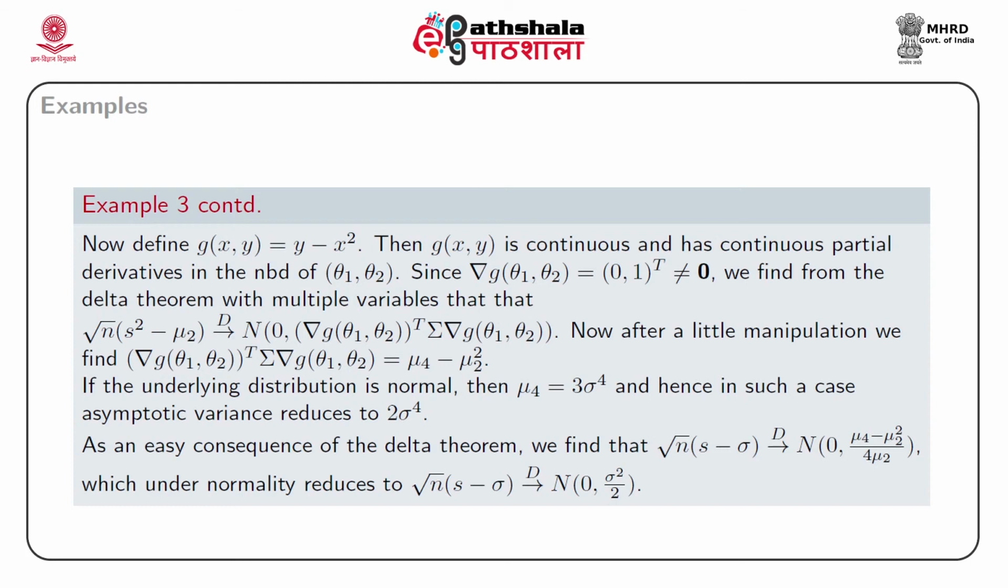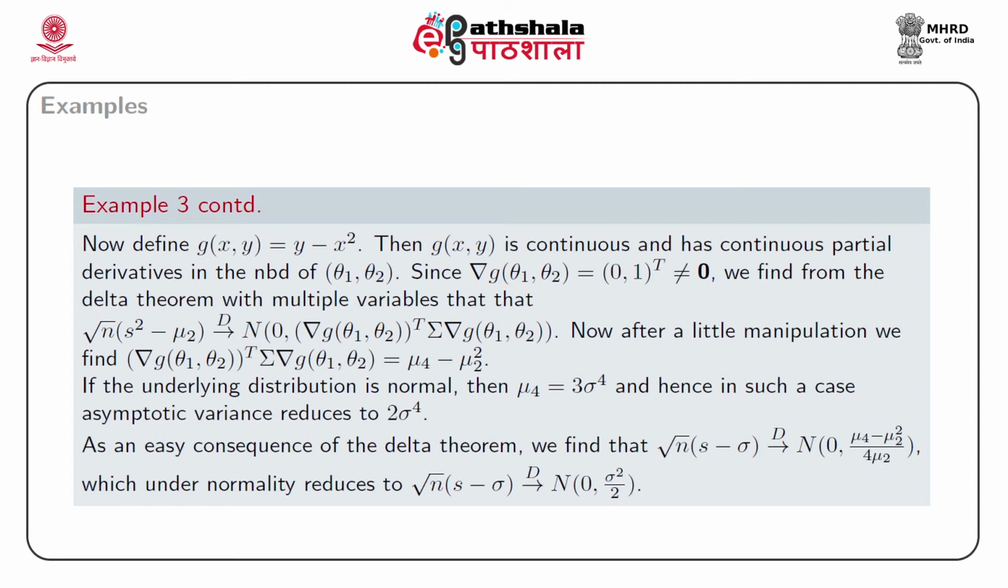So we define g(x,y) equal to y minus x square, then g(x,y) is continuous and has continuous partial derivatives in the neighborhood of (theta 1, theta 2). Since the gradient of g at (theta 1, theta 2) is a vector with elements 0 and 1, we find that this gradient vector is non-zero, and we find from the delta theorem with multiple variables that square root of n (s square minus mu2) converges in distribution to a normal variable with mean 0 and variance as given in the text. Now after a little manipulation, we find that the asymptotic variance, which is expressed as a quadratic form, is expressible as mu4 minus mu2 square.